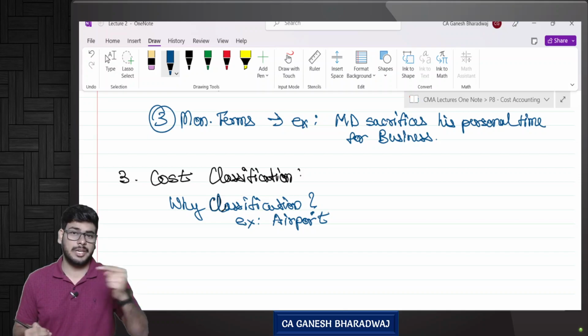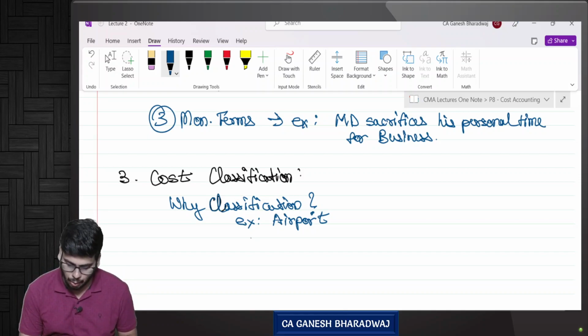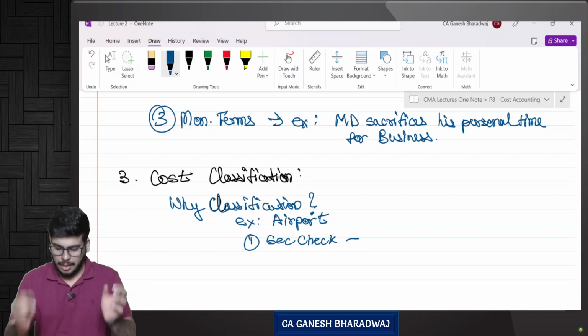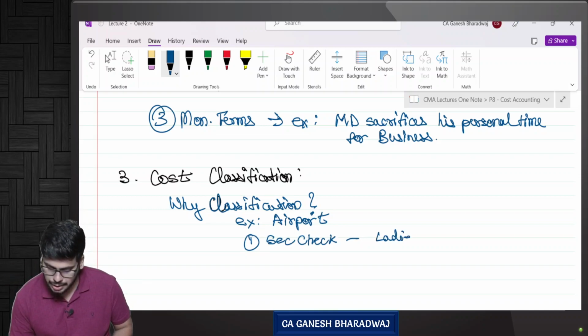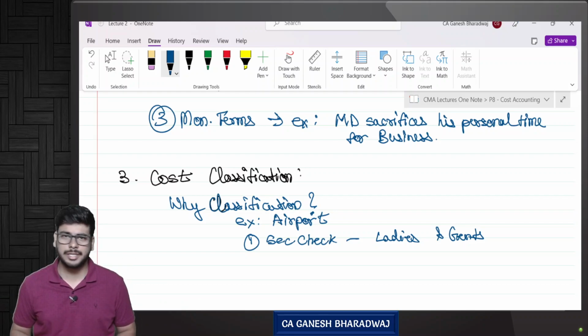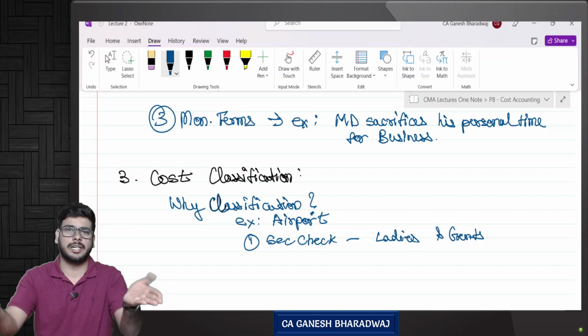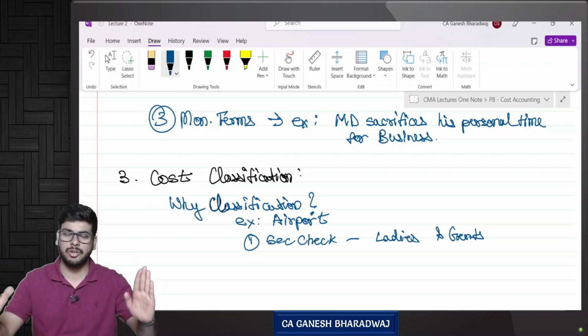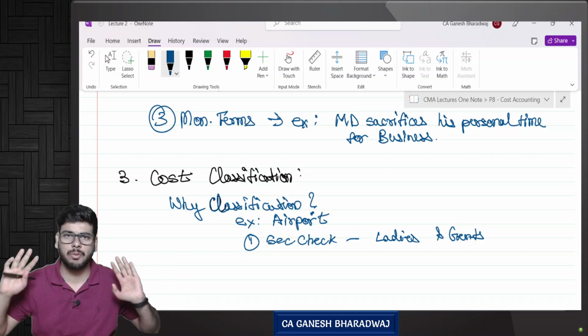Now, when you enter the airport, there will be a counter called security check. At that security check counter, the entire set of human beings will be classified into ladies and gents. Why? Because the security checking procedure is separate for ladies and separate for gents, correct? Once you cross the security check, after the separate queues, everyone will come together.